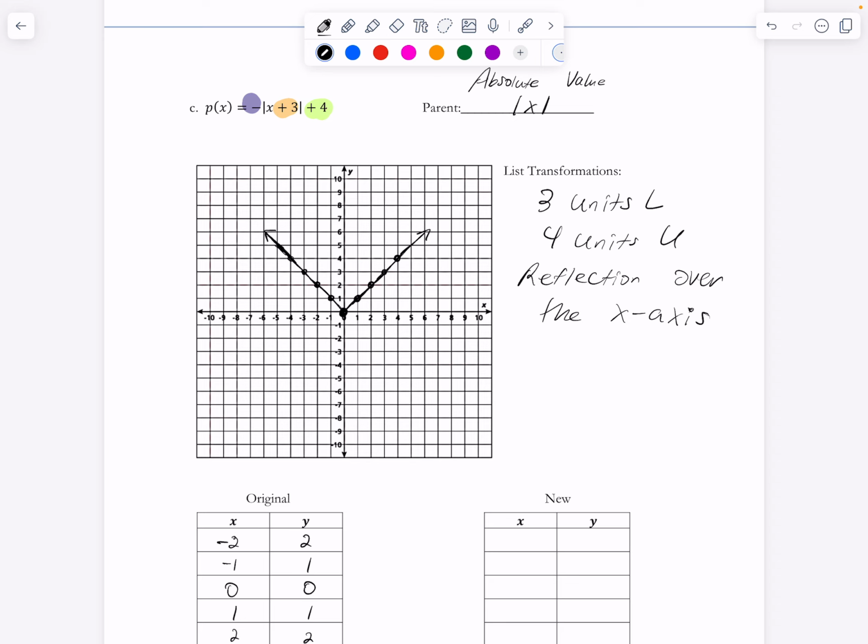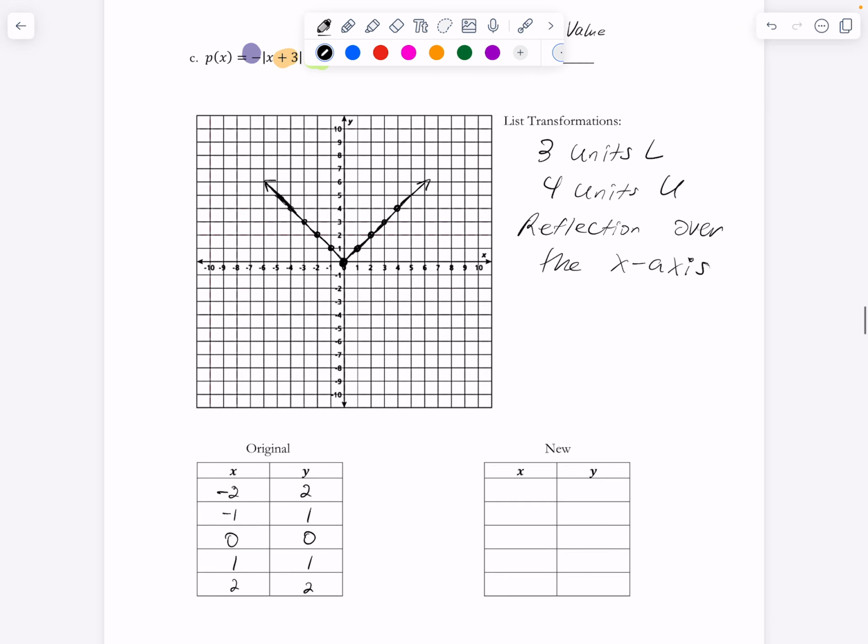But in terms of my new x values, all I care about is the horizontal shift. So that 3 units left means that all of these values in the x are going to move 3 units to the left, or subtract 3. So -2 minus 3 is going to be -5. Keep going on all of these. Right, and the idea is that that's how you find the new x values.